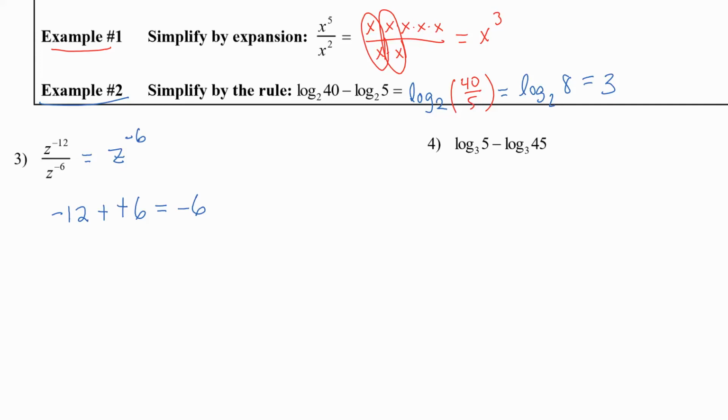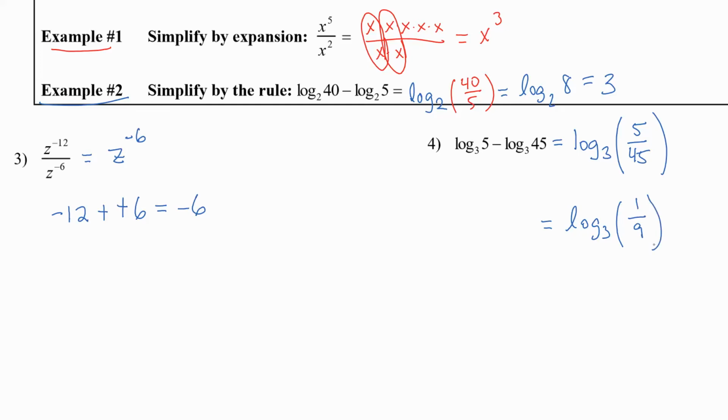So number 4, we have log base 3 of 5 minus log base 3 of 45. So we could rewrite those 2 logs as 1 log with the same base. Okay, so we're subtracting 2 logs, like subtracting exponents. We subtract exponents when we're dividing 2 powers. So we have 5 over 45. And we'll go ahead and simplify this. Okay, so that fraction 5 over 45 is the same thing as 1/9.